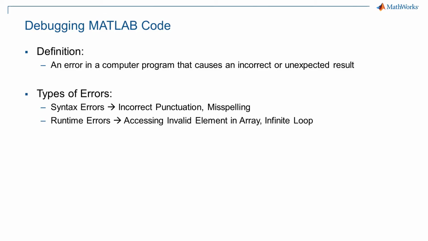The second is a runtime error, which is when the error occurs while the program is running. An example could be accessing an invalid element in an array or an infinite loop in the code. The last type of error is a logical error, which is when your code runs to completion, but the result is not correct. An example could be returning the wrong Fibonacci number.